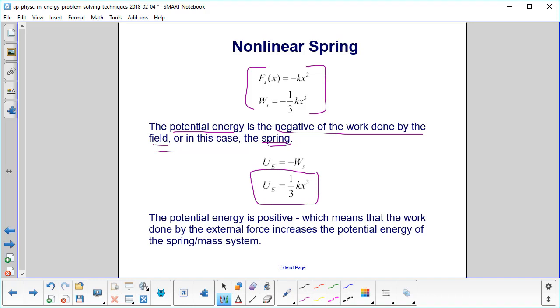And remember, for a linear spring, we got 1/2 kx squared. The potential energy is positive. That means that work done by the external force, you pushing it or expanding it, will increase the potential energy of the spring mass system.